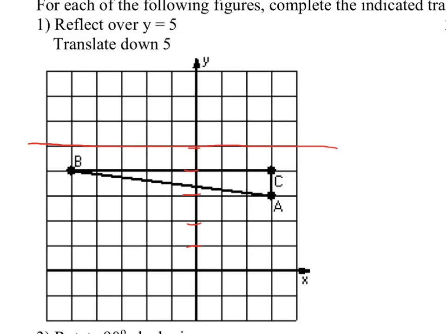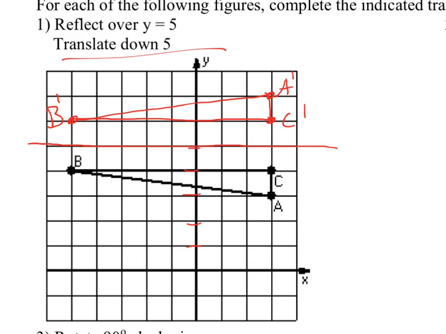So when you reflect that over, you'll get C prime putting there, A prime there, and then B prime there. All you had to do to figure that out is count how far below the line that point is and put it that far above the line on the other side. So B was 1 above, B prime is going to be 1 above. C was 1 below, C prime is going to be 1 above. A was 2 below, A prime is going to be 2 above. So that's how I got that one.